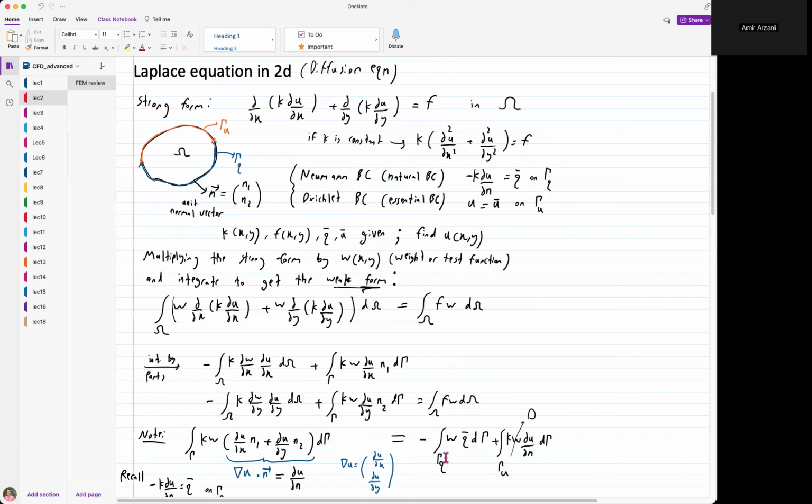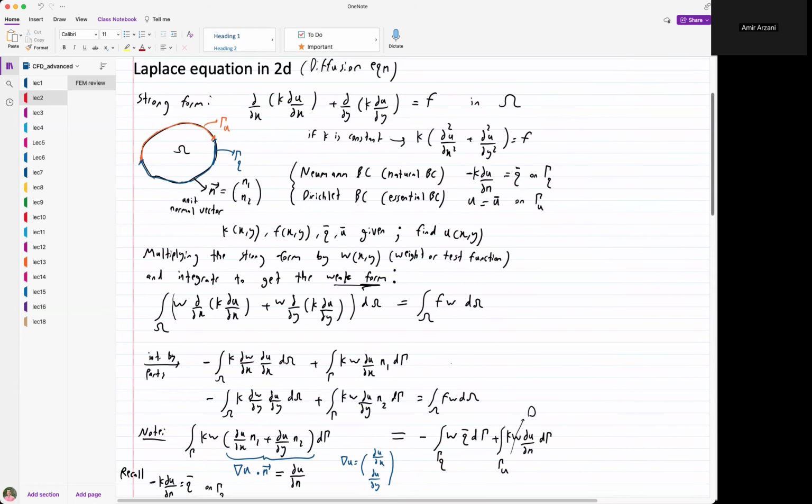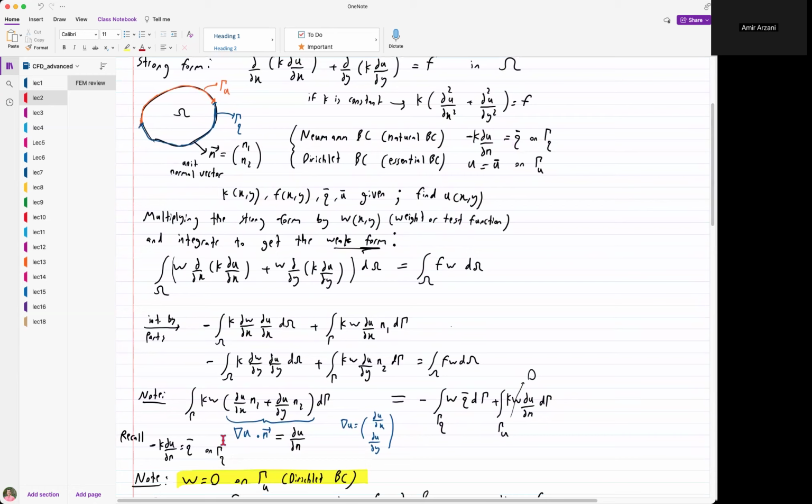I have divided my boundary into two parts. I have the Neumann part of the boundary, and I have the Dirichlet portion of the boundary. So on the Neumann portion of the boundary, I exactly know what ∂u/∂n is. It's equal to minus q bar over k. So this is from the boundary condition. If you look back at the Neumann boundary condition, I can replace this ∂u/∂n here with the knowledge of the Neumann boundary condition that I have, and I can only do that on gamma q, which is the Neumann portion of my boundary. And q bar is a known value.